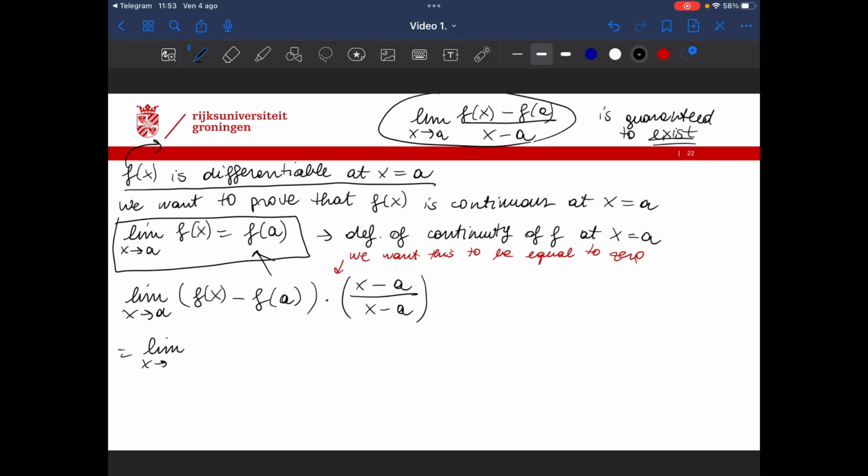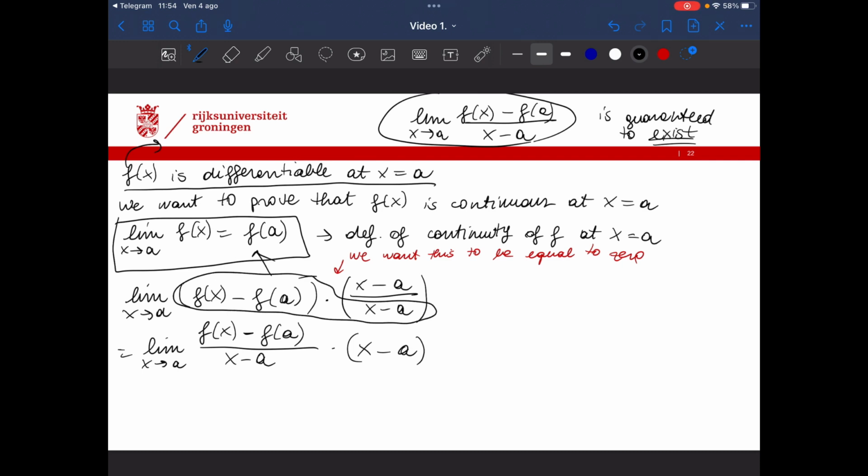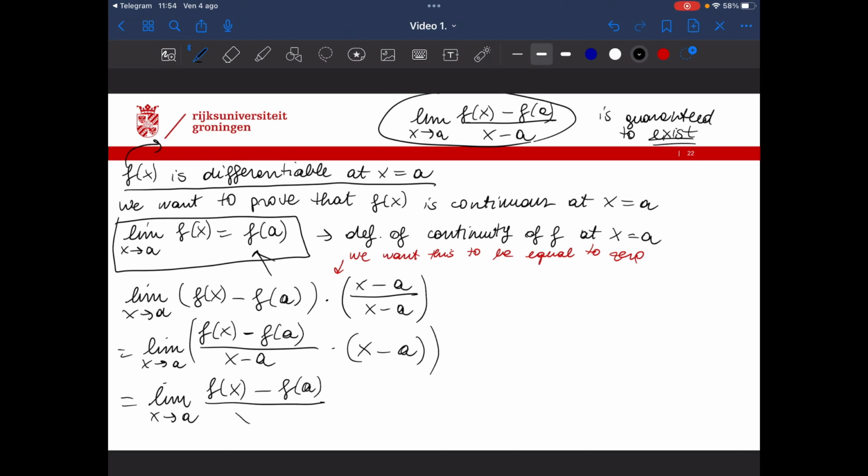So we can rewrite this as the limit as x goes to a of f of x minus f of a over x minus a times x minus a. So this was just a matter of rewriting it this way. So nothing fancy. Now, we can split up this limit because the limit of a product is the product of the limits. So limit as x goes to a of f of x minus f of a over x minus a times the limit as x goes to a of x minus a.